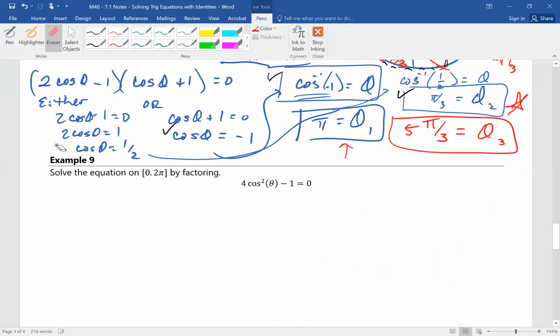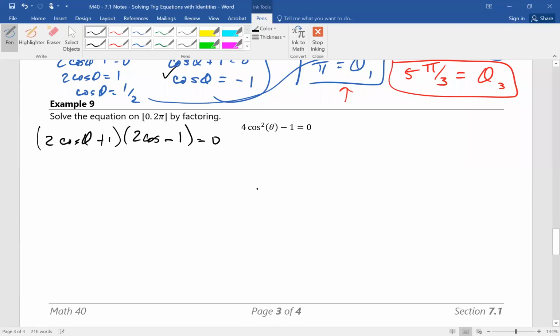In example 9, solve the equation from 0 to 2 pi by factoring. Now, we could factor that. That's a difference of two squares already, and I'm okay at factoring, which is why it doesn't bother me that much. But notice how I don't even see the cosine, I just see x's. But you could write 2 cosine theta plus 1, and 2 cosine theta minus 1. That's going to be this left side. So the question is, when is that thing equal to 0?